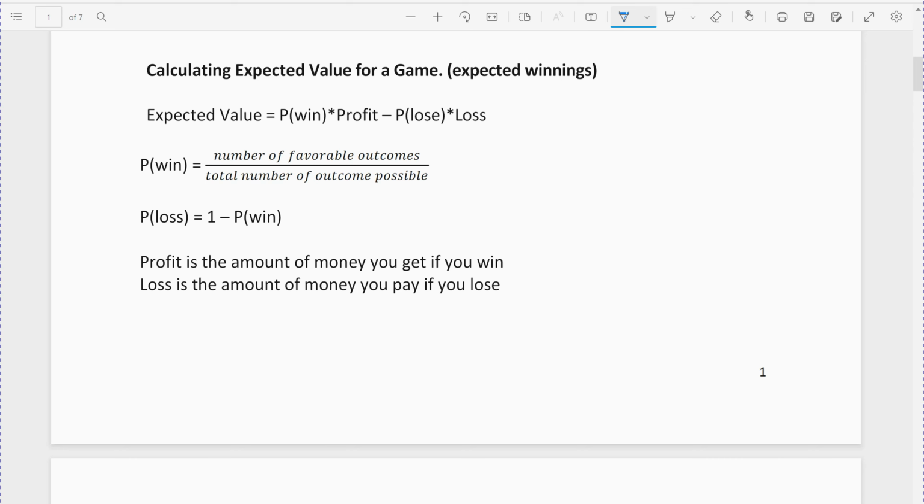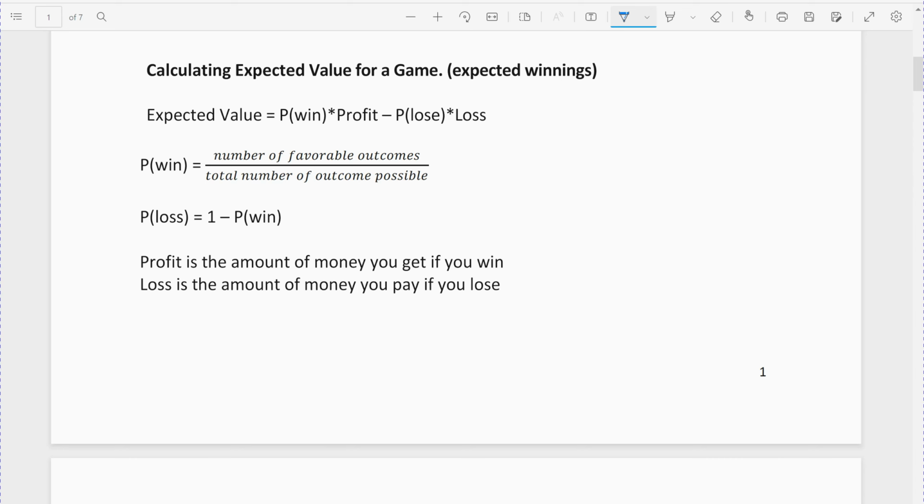The expected value is the probability that you win the game times the profit. The profit is the amount of money that you win if you play the game, minus the probability that you lose times the amount of money that you lose. And the loss can sometimes mean what you pay to play the game. I pay X amount of dollars to play, I have a chance of winning Y amount of dollars, all right? Then there's a chance to win and there's a chance to lose.